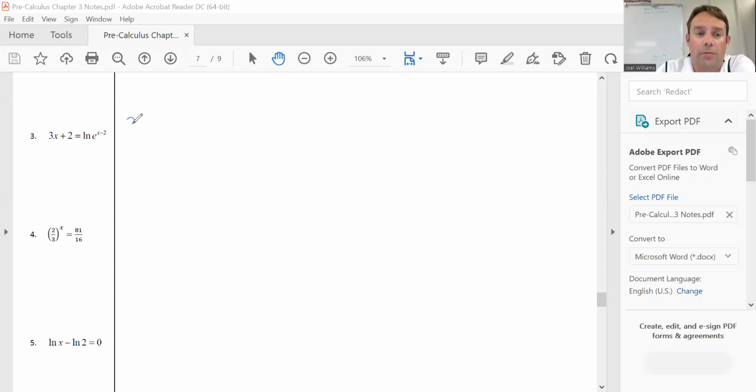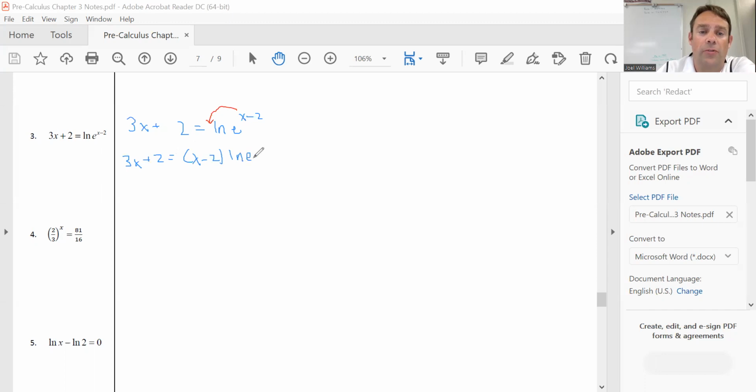So first up, number 3, I got 3x plus 2. Bunch of ways I could look at this in general, but I'm going to notice that I have an exponent hanging out in my problem here. And I've learned that anytime I have an exponent on a log, I can move it out in front and make it multiplication. So 3x plus 2 equals x minus 2 times the natural log of e.